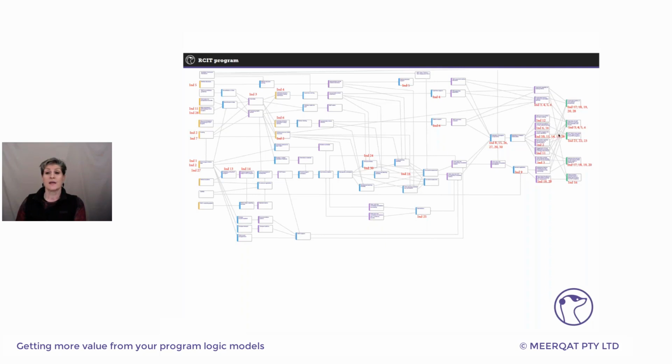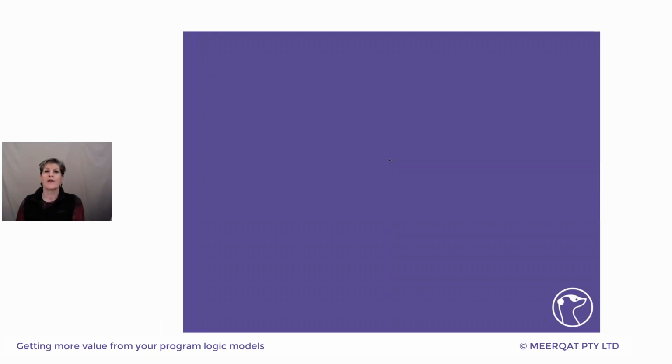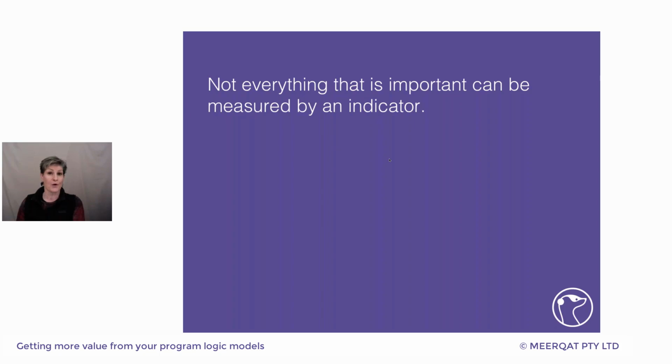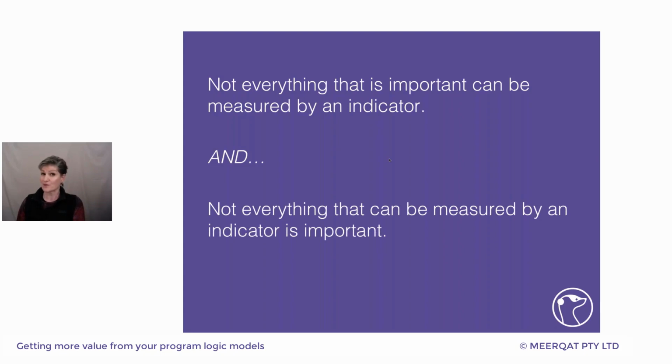The other thing that you can see here, shown in red text, are the indicators that we had identified. And you can see just by looking at this, even without being able to see the detail, that we had no difficulty in identifying outcome indicators, but we had considerably more difficulty in identifying suitable structural and process indicators. Now, this is not uncommon in my experience, and it reminds me of the old adage that not everything that is important about a program or system can be measured by an indicator, and similarly, not everything that can be measured by an indicator is necessarily all that important.